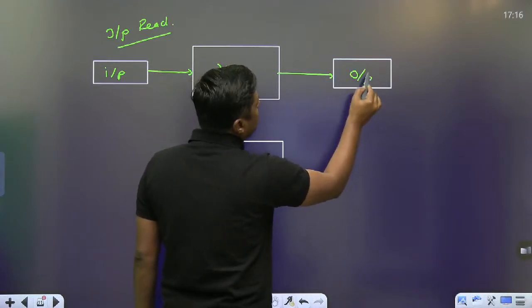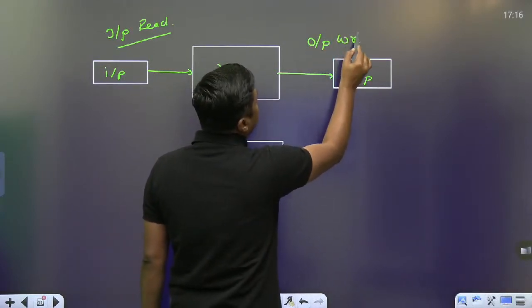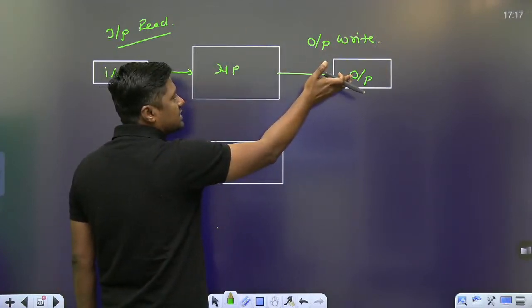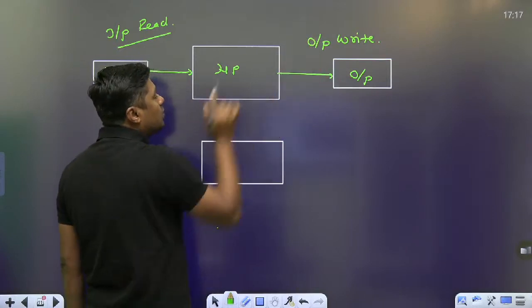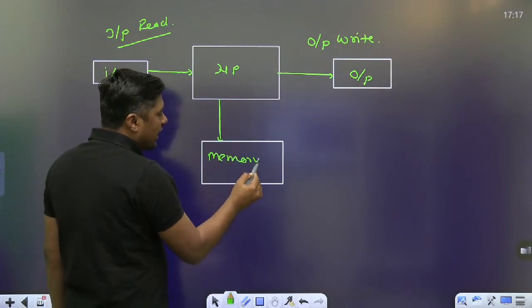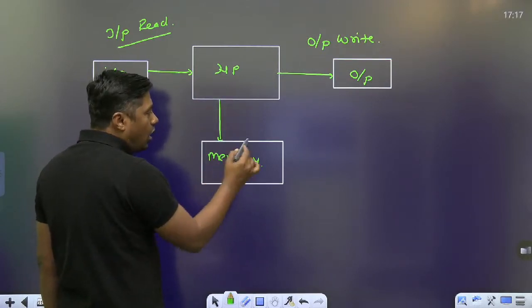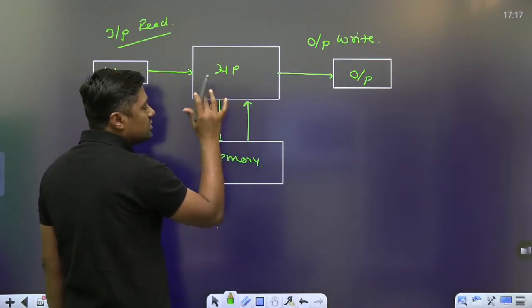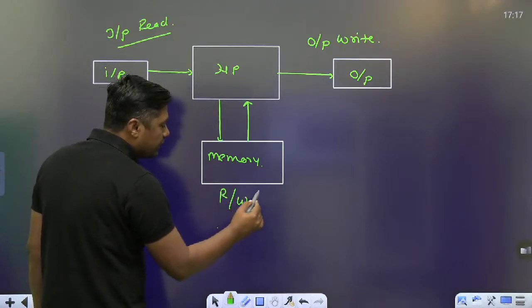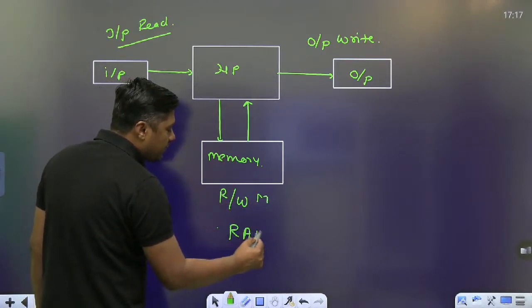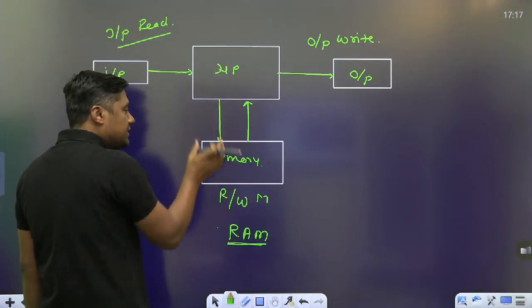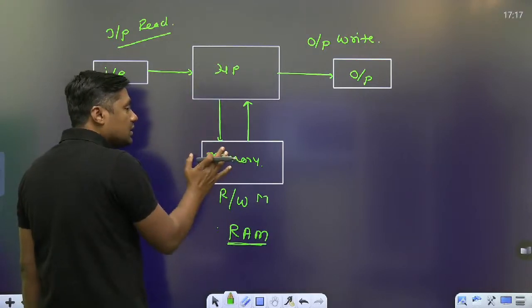Now it will communicate with the output device. This is the output device, and that process is called output write. It will transfer the signal from the microprocessor to the peripheral device, the output device. So this process is called output write. Now the microprocessor can write data to memory or fetch data from memory. So this is called a memory read or memory write operation. This memory is a read-write memory, normally known as RAM, random access memory. So the microprocessor can read data from memory or write data to memory.